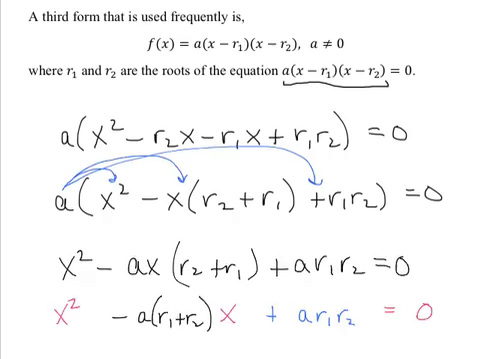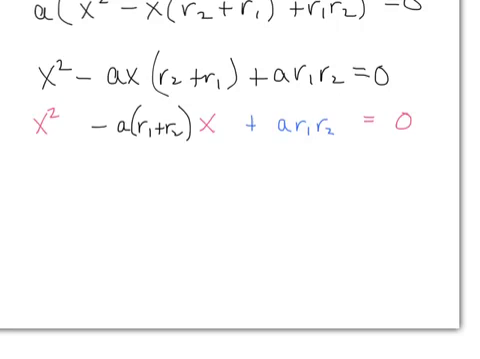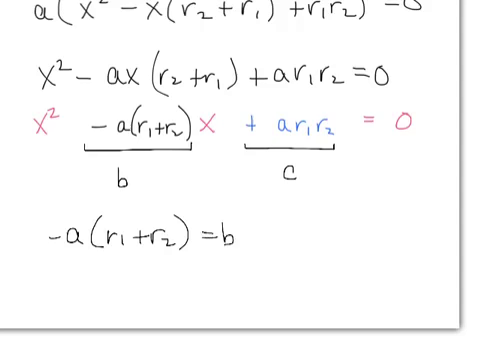Now what we're going to notice next is this. If we look at this equation here, we'll see that this is really the sum of the roots, r1 plus r2, and this is the product of the roots, r1 times r2. And this a value is just another coefficient in front of it. Remember that in standard form, a quadratic really reads ax squared plus bx plus c equals 0. So this whole thing here is b. This whole thing here is c. So this negative a times the quantity r1 plus r2, that's really just b. And this a r1 r2, that's really just c.